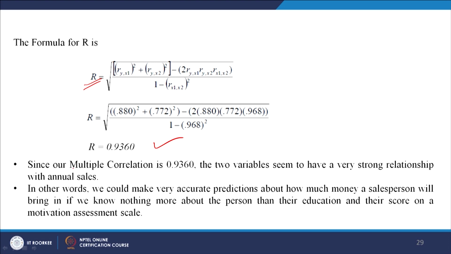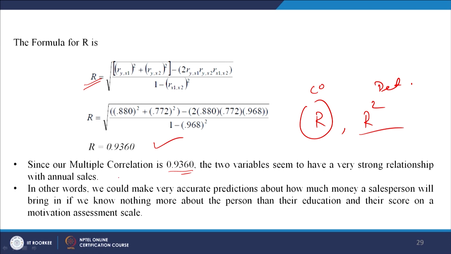0.960. Now, since our multiple correlation is 0.930, you can understand that if R is this much, you can measure what my R square will be. This is my correlation, this is my determination. So my R square will be 9 nines are 81, something around 0.83 or 0.84, correct.